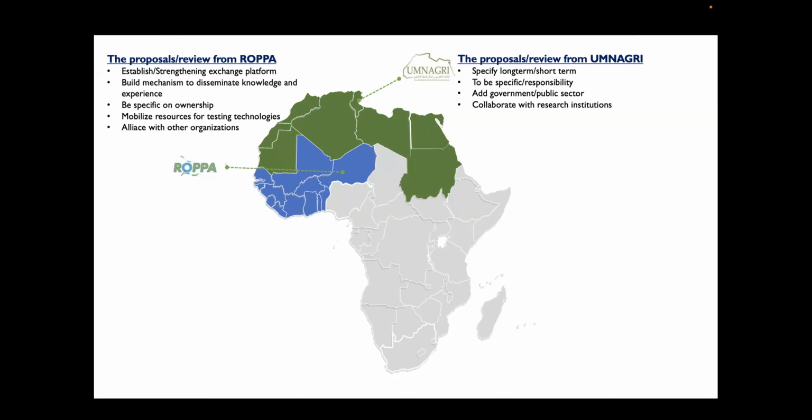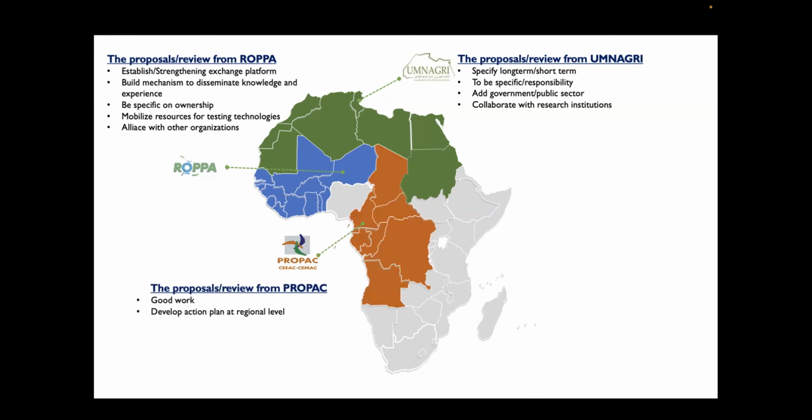And the fourth one was to mobilize resources for testing technologies. So SACAU and their National Farm Organizations need to develop some strategies on how they can mobilize resources to test those technologies, the climate smart agriculture technologies, etc. The fifth one was alliance with other organizations, that we needed to align with like-minded organizations that are doing the same work that we are doing, or that have in their strategic plan what we are proposing.